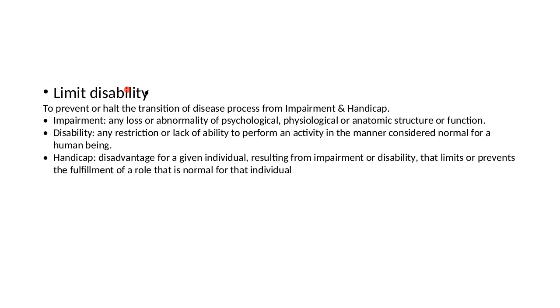Impairment is any loss or abnormality of psychological, physiological, or anatomical structure or function. You can have your leg, but if the leg is not functioning, you've lost the physiological function of that organ. If you lost your leg, that is loss of anatomical structure. If you lost your mind, such as maybe you're depressed, you're not mentally fit, you've lost your psychological function.